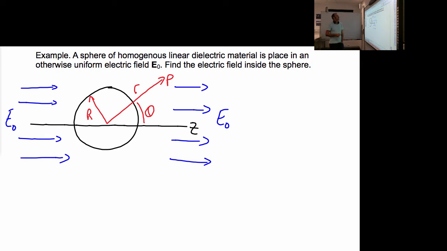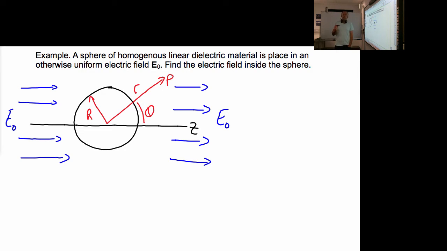Okay, so here we're going to do an example, and what we have is a sphere of homogeneous linear dielectric material, and it's placed in an otherwise uniform electric field. And what we must do is find the electric field inside the sphere. Now, the blue arrows indicate the direction of the electric field. It's in the direction of the z-axis. R is the radius of our sphere, and theta is the angle between the z-axis and our point of observation.